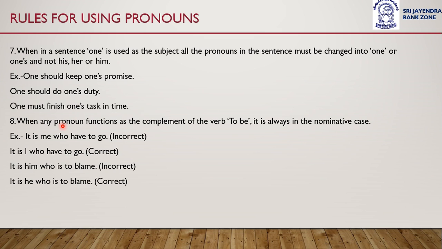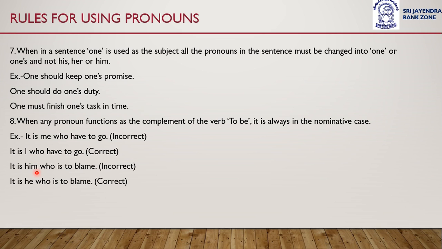Rule number 8. When any pronoun functions as the complement of the verb to be, it is always in the nominative case. Alright? For example, it is me who have to go is an incorrect sentence. Why? Because instead of me, I will be used, because I is the nominative case of me. It is I who have to go. This is the correct sentence.